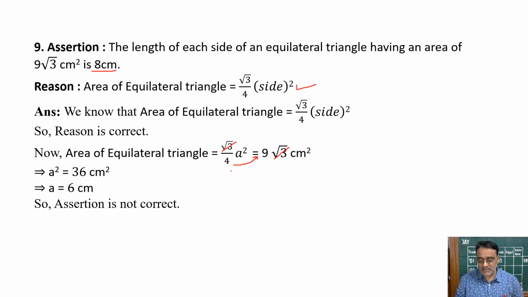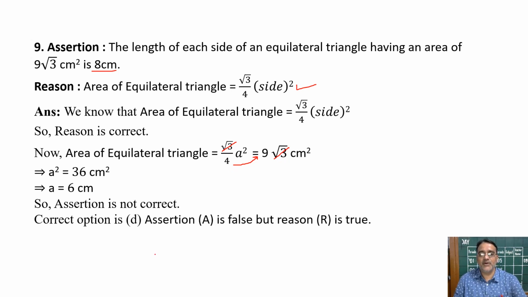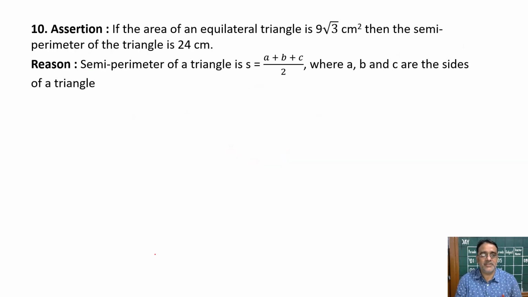So which option is the correct one? Option D. Very good. Assertion is false, but reason is true. Right. So now we are moving toward question number 10.